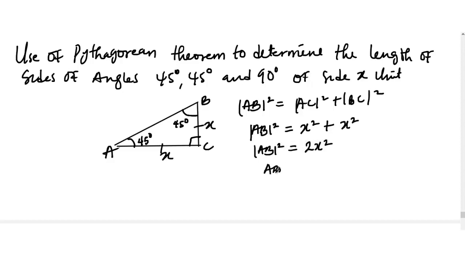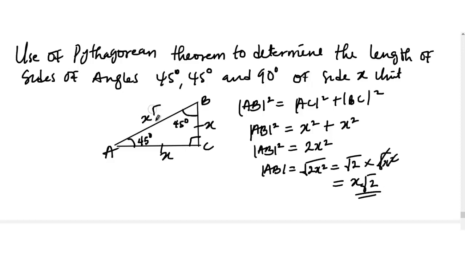So we can determine AB will now be equal to the square root of 2x square, which is equal to the square root of 2 times the square root of x square. Square cancels square. So we have x root 2. So the length of this side is x root 2.